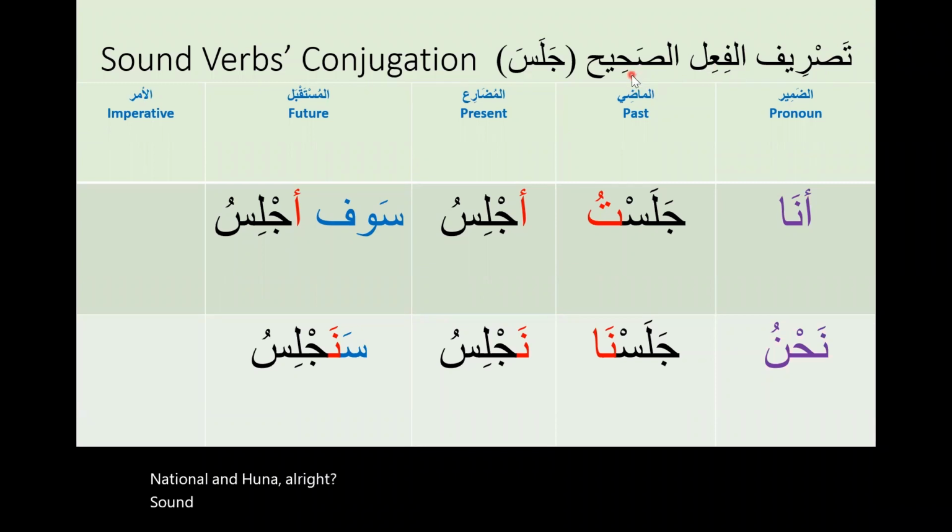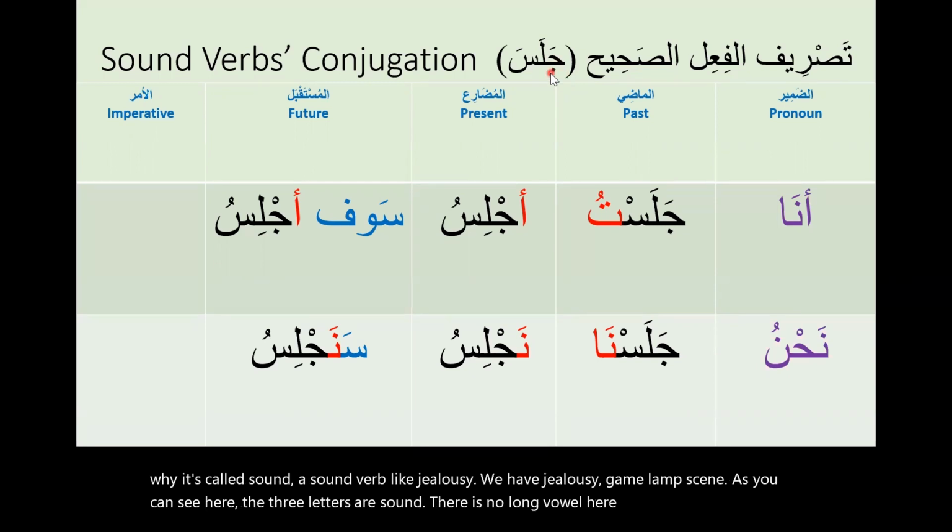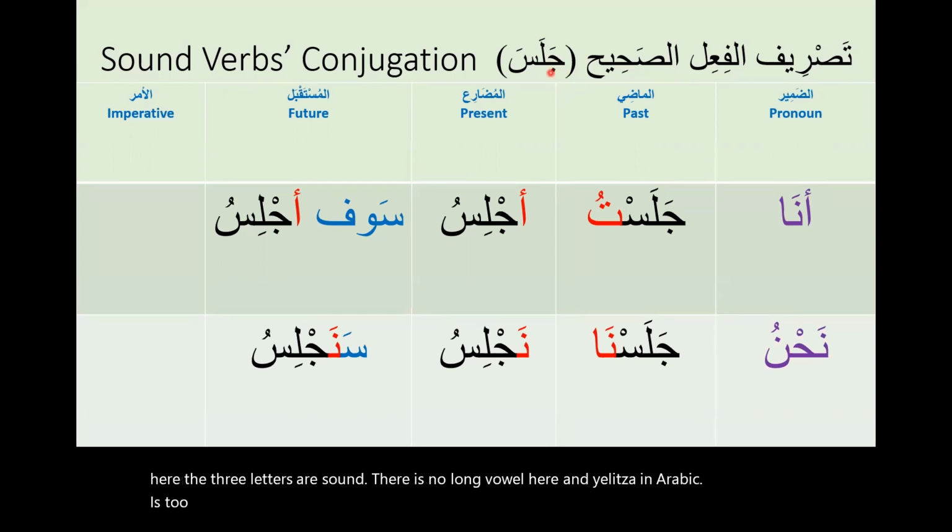Why do they call it sound verb or الفعل الصحيح? Because this verb does not have any long vowel letter here. There is no alif as a long vowel. There's no ya and there's no waw. And jalasa in Arabic is to sit or to sit down.